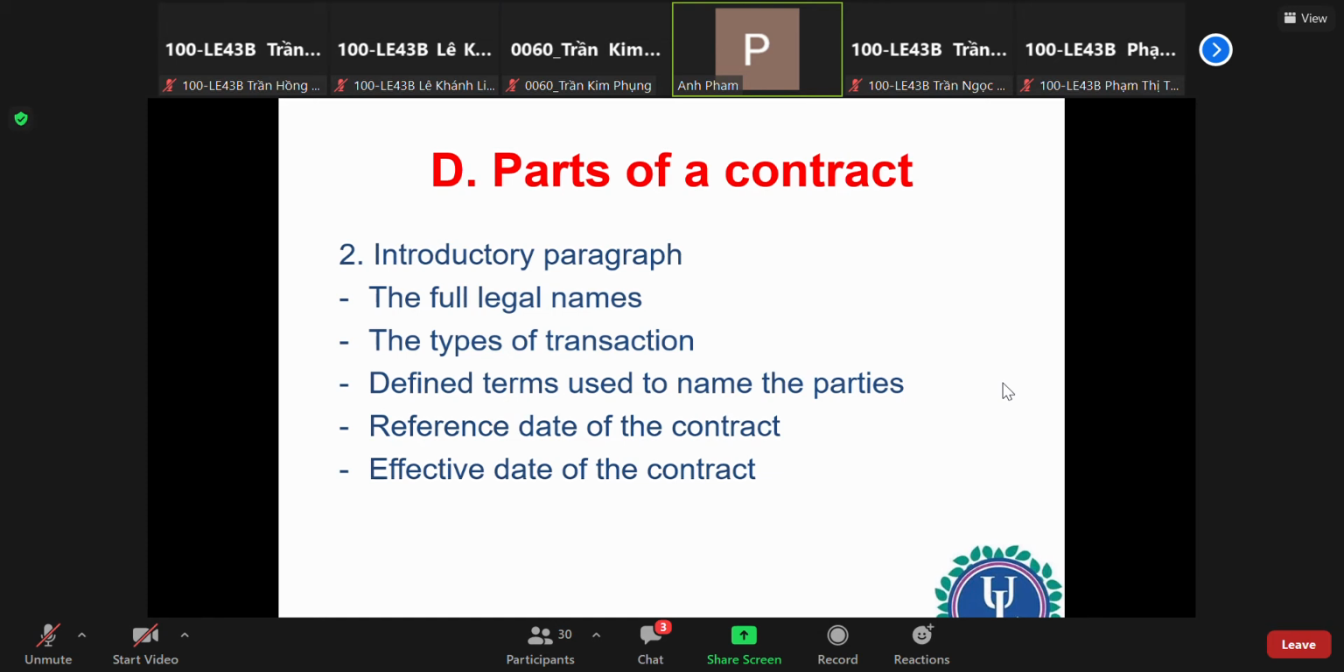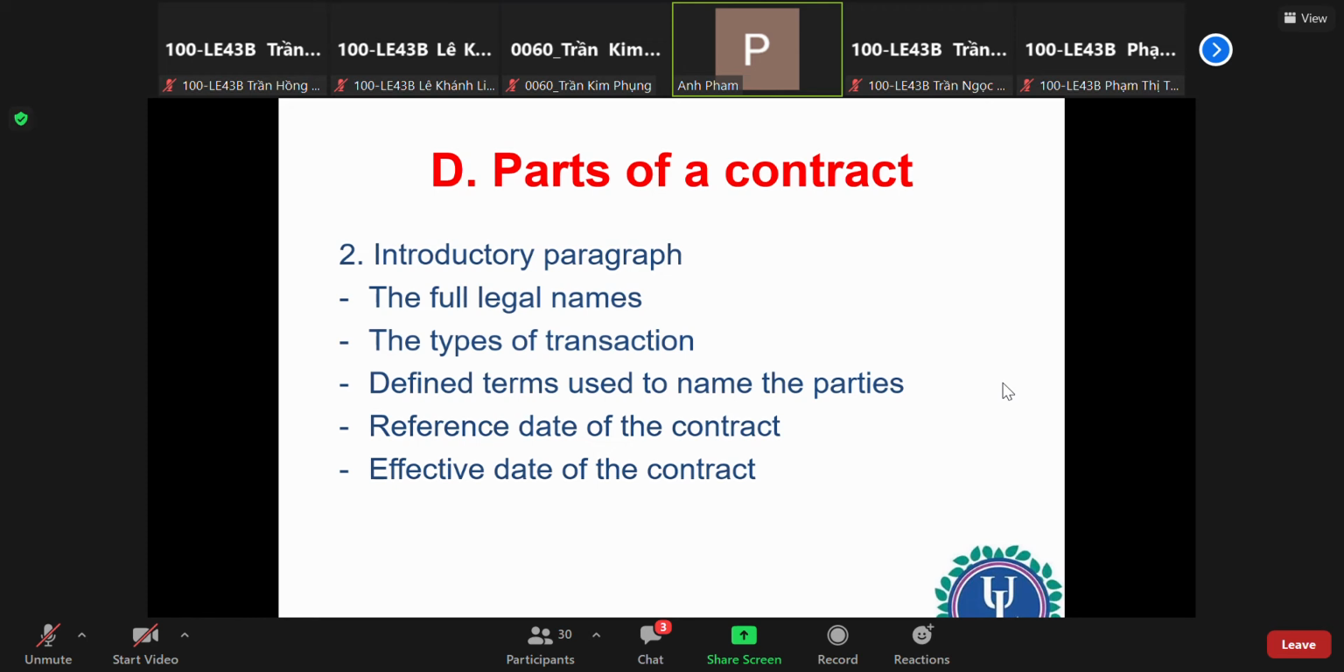The first and the second information in the introductory paragraph is about the types of transaction. And they refer to, like, on this day, the parties A, B enter into the contract for sale of fruits. So in this case, we know it's a commercial transaction for sale of something. Then you also put that type of transaction into the introduction paragraph.